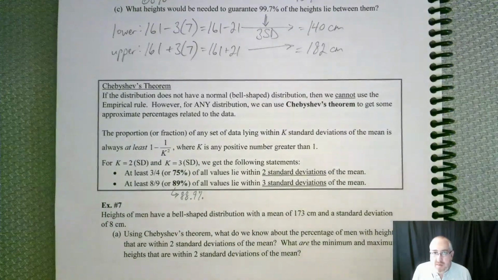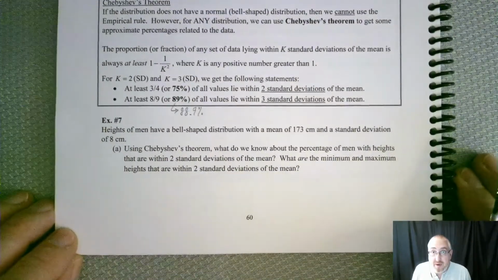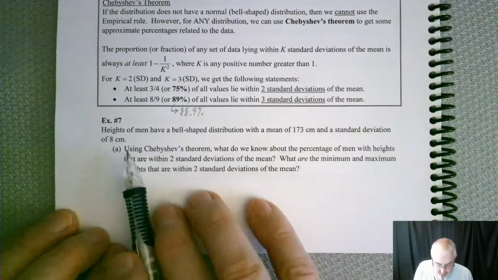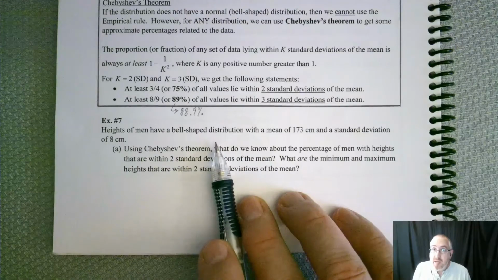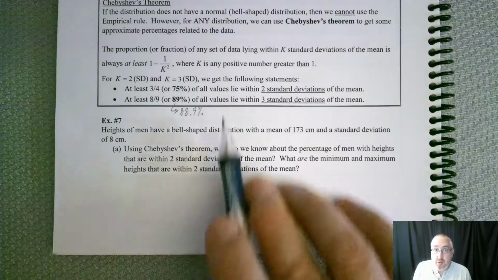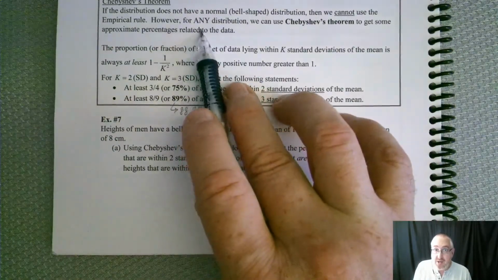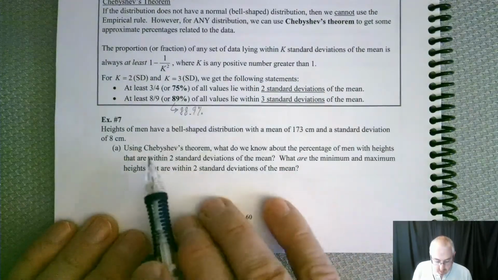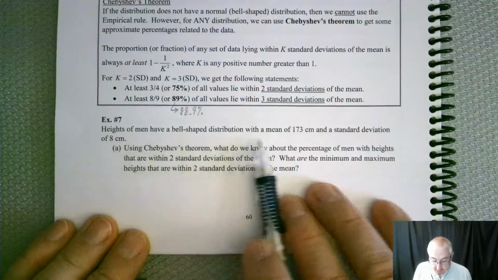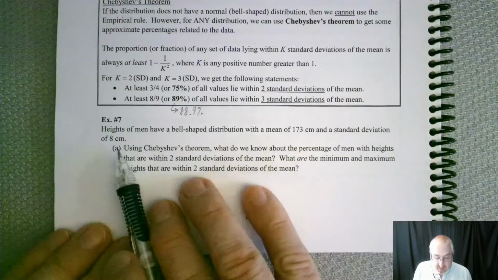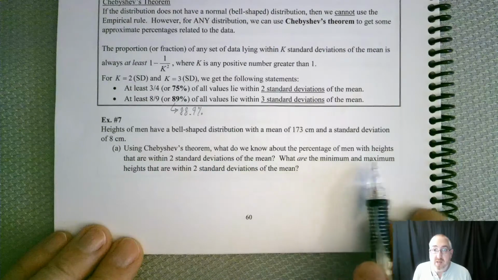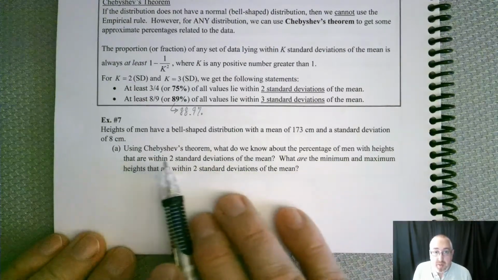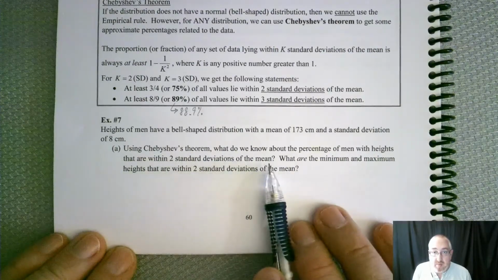Okay, so how does this differ from what we were just doing for examples? Well, it really doesn't. It's very, very much the same. So let's see what we do. Heights of men have a bell-shaped distribution. Now, even though they say it's bell-shaped, we can still use Chebyshev's because it works for any distribution. So heights of men have a bell-shaped distribution with a mean of 173 and a standard deviation of 8. Using Chebyshev's theorem, what do we know about the percentage of men with heights that are within 2 standard deviations of the mean?